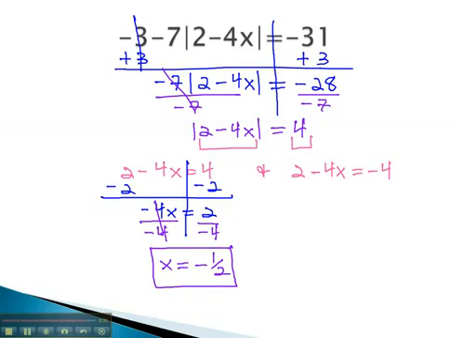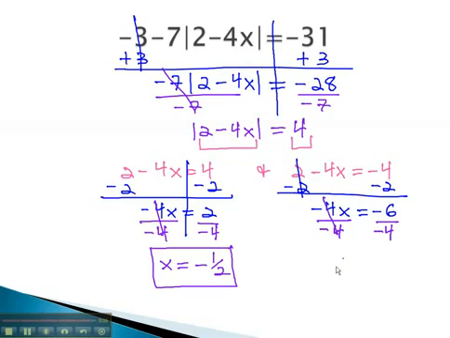The second equation solves almost identical, starting by subtracting 2 from both sides. Negative 4x equals negative 6. Finally, divide both sides by negative 4. This leaves us with x equals now positive 3/2. Again, notice it was important to first get the absolute value alone before we considered positive and negative values.